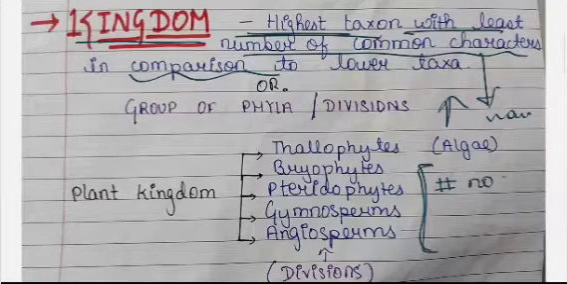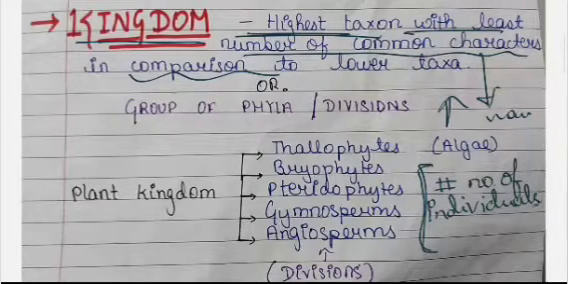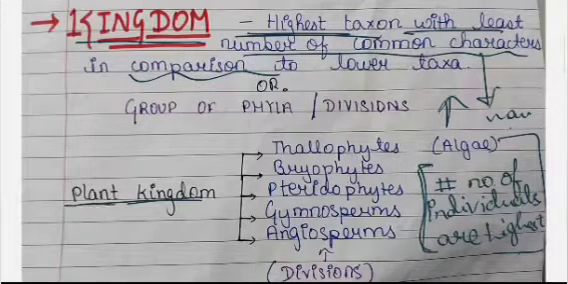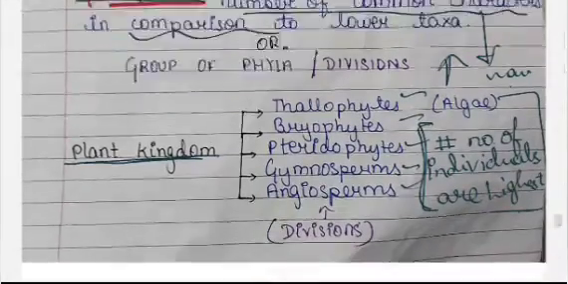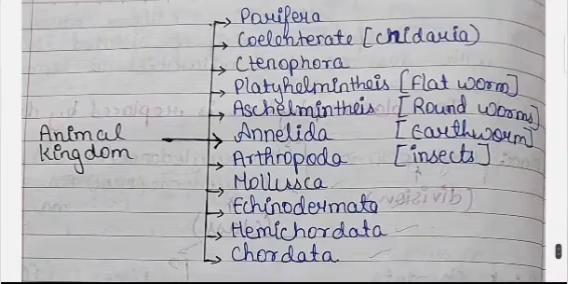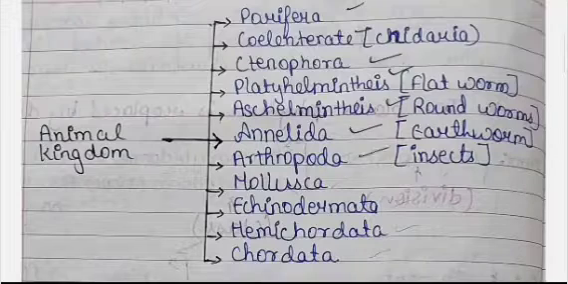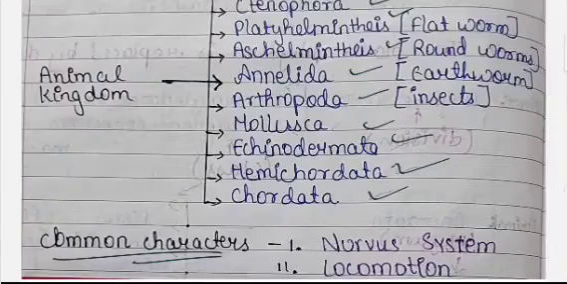So we can say that here the number of individuals is the highest, whereas the common characters are the least. Basically, the plant kingdom has 5 divisions: thallophytes, bryophytes, pteridophytes, gymnosperms and angiosperms. The animal kingdom is divided into Porifera, Coelenterata, Ctenophora, Platyhelminthes, Aschelminthes, Annelida, Arthropoda, Mollusca, Echinodermata, Hemichordata and Chordata.